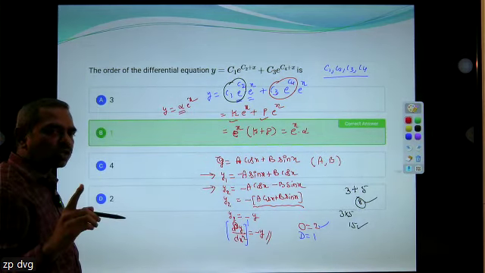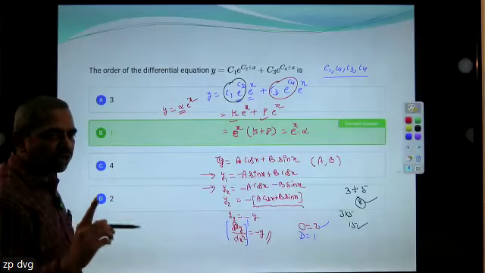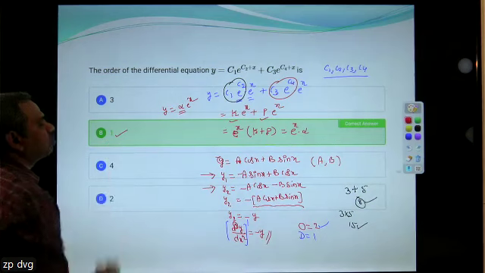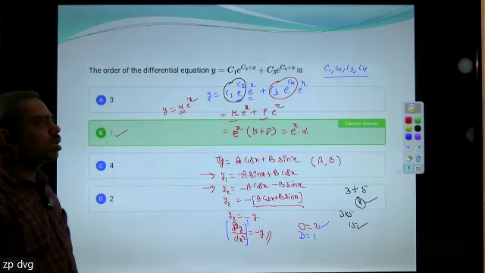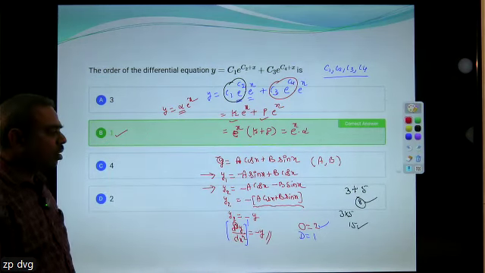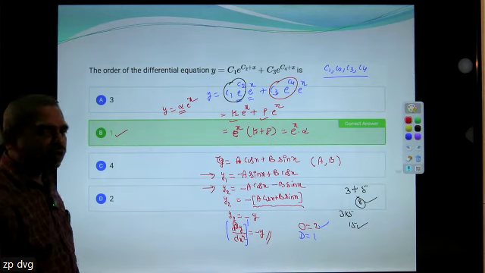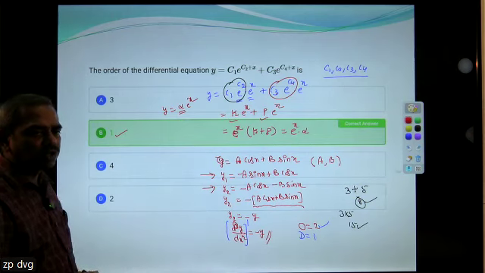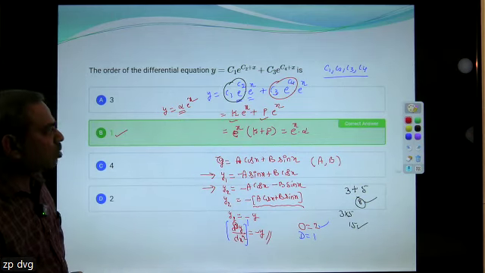Since only one constant is there, how many times do we have to differentiate? Only one time. So it is first order. So order is 1. Is it clear? It is clear how to find out. So this is how to find the order of the differential equation. Is it clear? Okay.